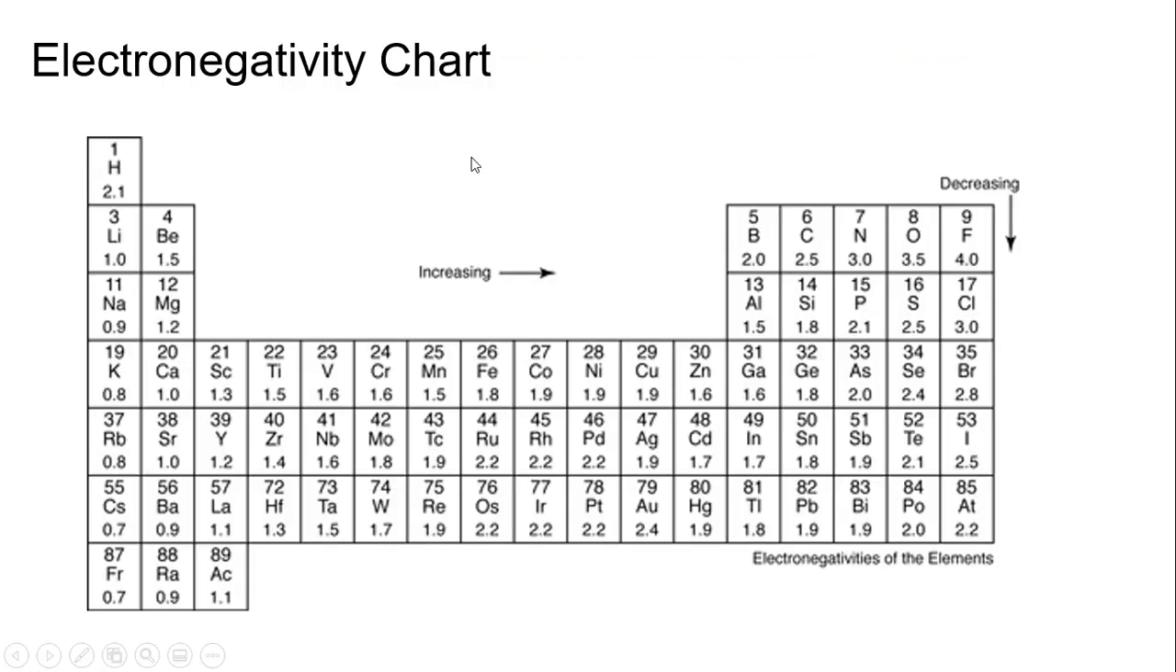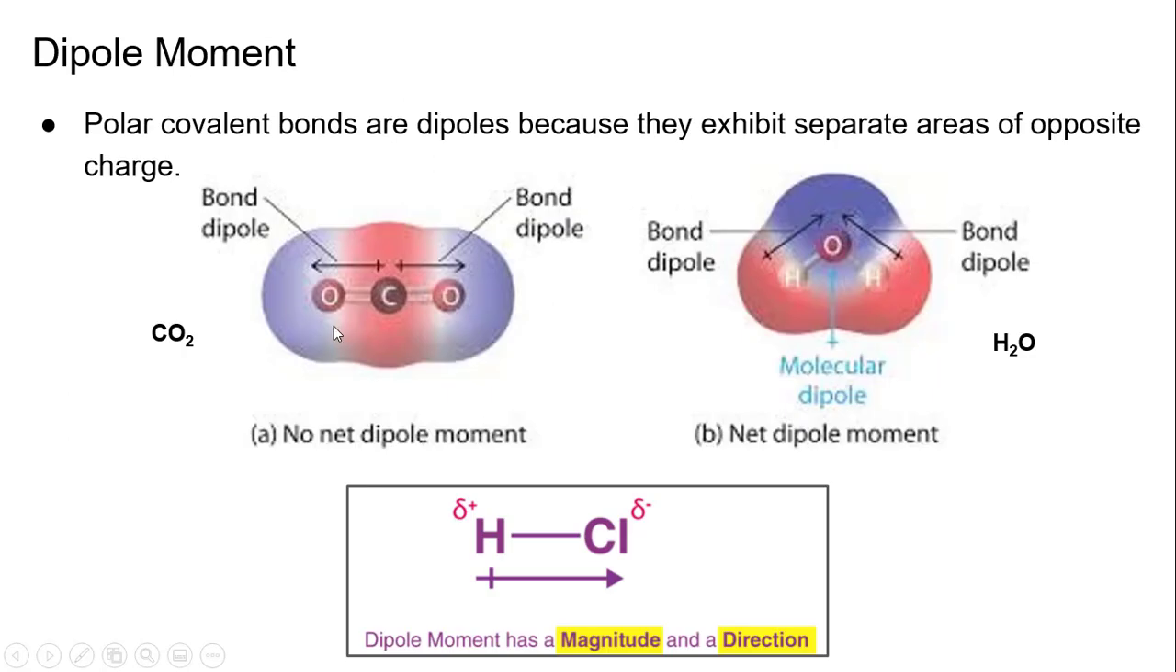Here's your electronegativity chart if you wanted to take a look at that. Remember, it increases this way and decreases down. You can see the noble gases are never considered in this, at least not at this level of chemistry. Your highest is 4.0, which is fluorine. Oxygen is next. Okay, now the dipole moment.